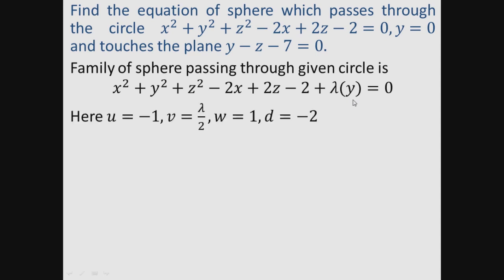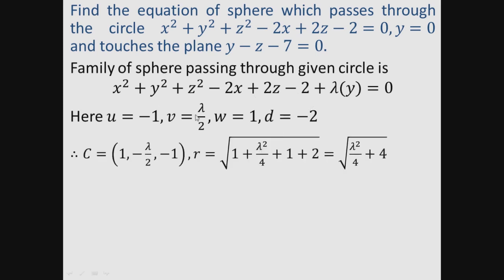So equate the coefficient of x with 2u, that is minus 2, so u will be minus 1, coefficient of y divided by 2 will be v, coefficient of z divided by 2 will be w, and the constant term is d. Then the center will be (minus u, minus v, minus w), that will be (1, minus lambda by 2, minus 1), and the radius is square root of u square plus v square plus w square minus d. If we simplify it, it gives us square root of lambda square by 4 plus 4.